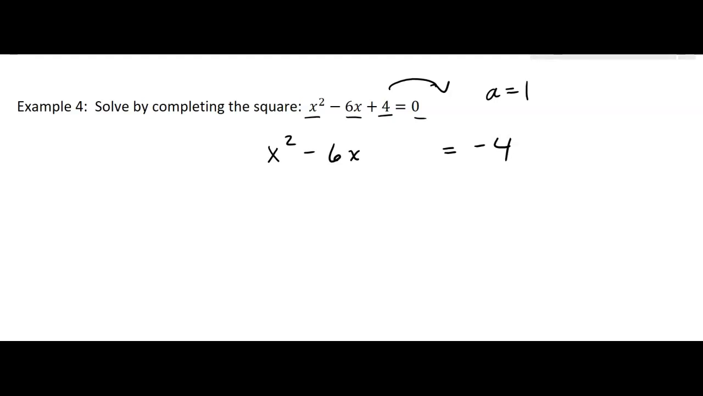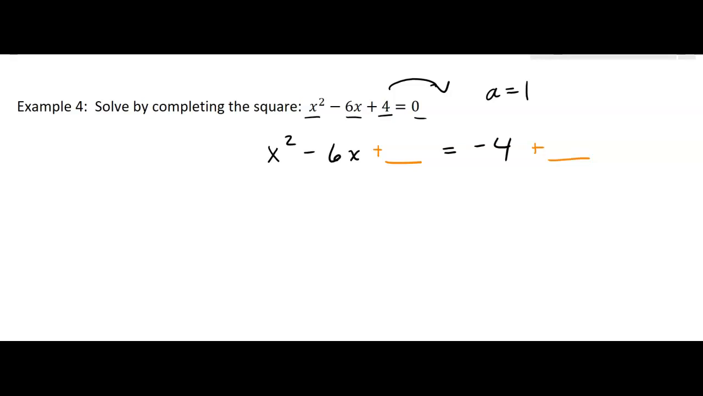Now, I'm looking for a number, fill in the blank. I'm going to add it to the left, and I'm also going to add it to the right. Sometimes students like to write that. They put plus blank, plus blank. I've seen textbooks do that too. So, you don't forget to add it to both sides.